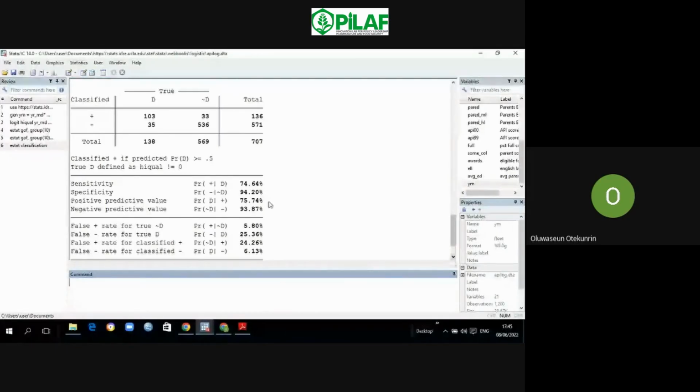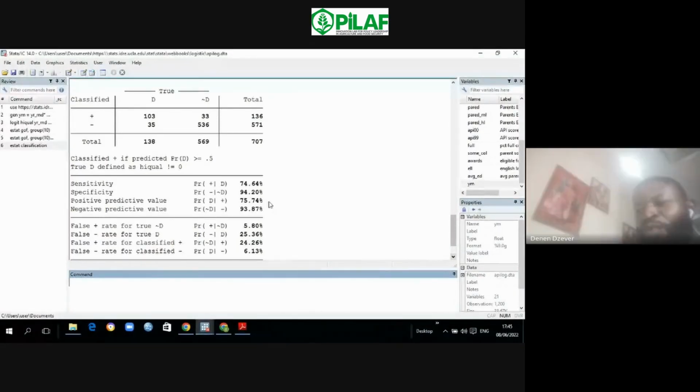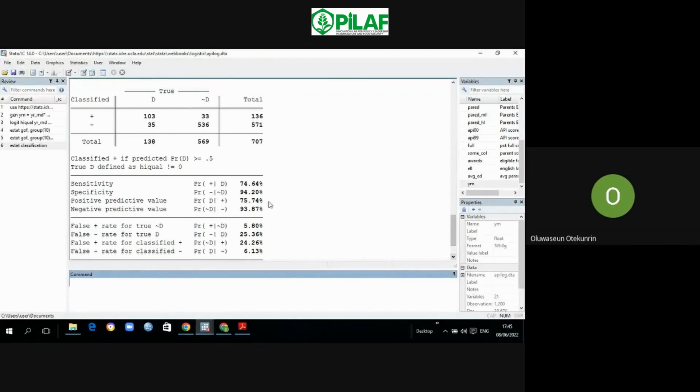And the proportion of those that are true can only be found in cell A. That is why it is 103 plus 33 times 100. That is the 75.74. The next one is the negative predictive value. So you said times 100. Divided by A plus B, divided by cell A, what you have in cell A plus what you have in cell B. That is 103 divided by 103 plus 33. That is 136, the total for that row for positive. So 103 divided by 136 times 100% will give us 75.74%. So that is the proportion we are dealing with.